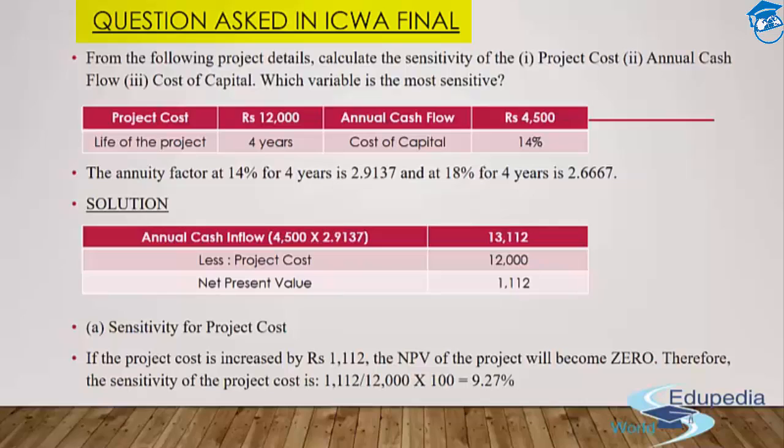Now this is about taking up the project. Now let's understand how sensitive the project cost is. If I change my figure from 12,000 to 13,112, will I be able to get some money? Absolutely not. My annual cash flow would be 13,112 rupees and my costing will be 13,112 rupees. In that particular case, my NPV is going to be 0. So how sensitive is that project? Simple. All I need to do is divide 1,112, that is my current NPV, by 12,000, that is my project cost, and multiply it with 100. I'll get the percentage of how sensitive it is, and it comes out to be 9.27%. If I change my project cost by 9.27%, then my net present value in that particular case is going to be 0. This is how sensitivity analysis is done. This is about the project cost. Sensitivity of project cost is 9.27%.